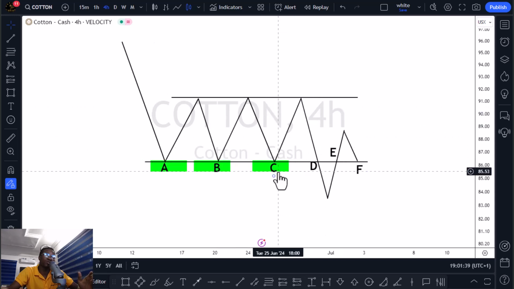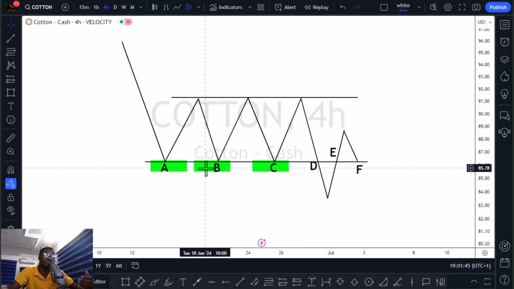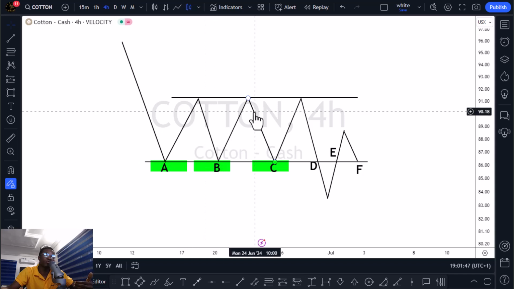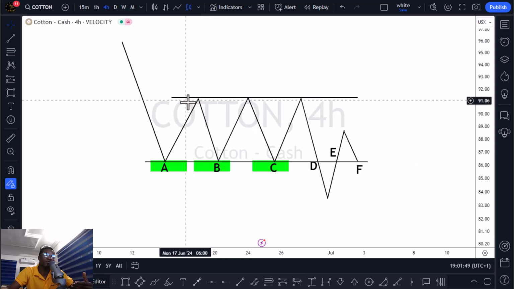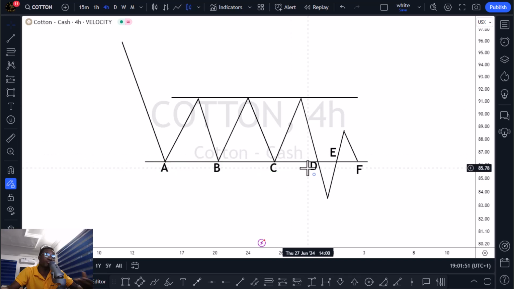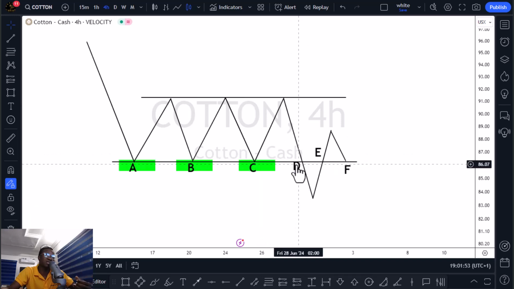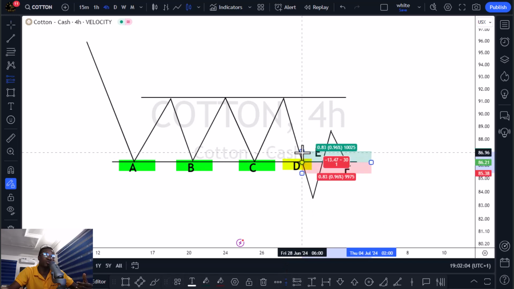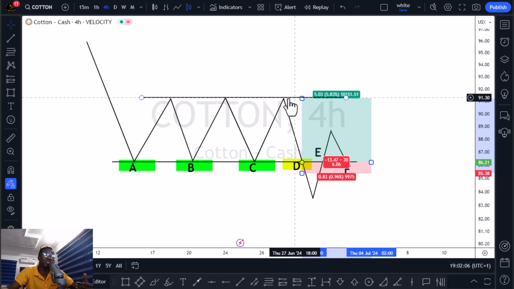So traders already know at A, B, C, we have a support. Those who bought at C right here made profit. Those who bought at B made profit, and those who sold from the top made profit. Now price got back to point D, and a lot of traders wanted to repeat the price action which formed at C, B, and A. So a lot of traders went for a long position so that they could take this trade all the way up to this resistance structure once again.